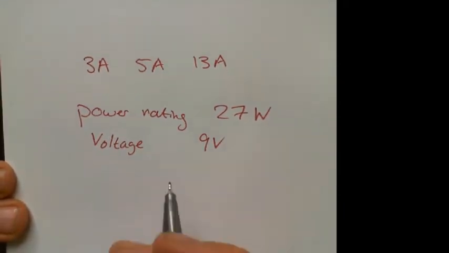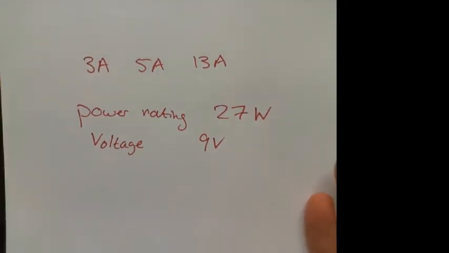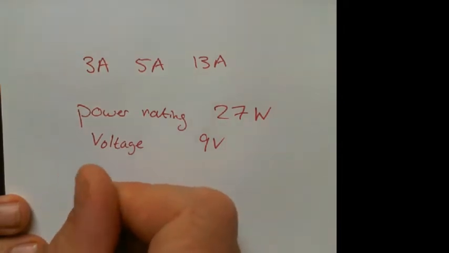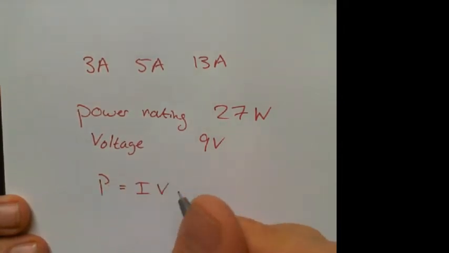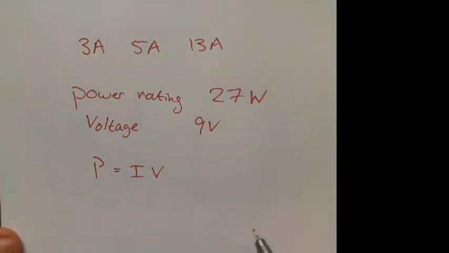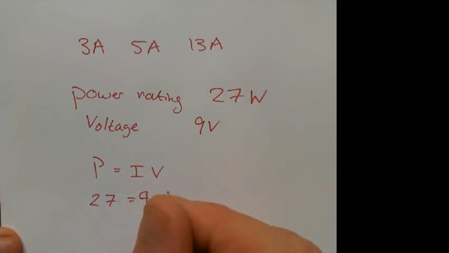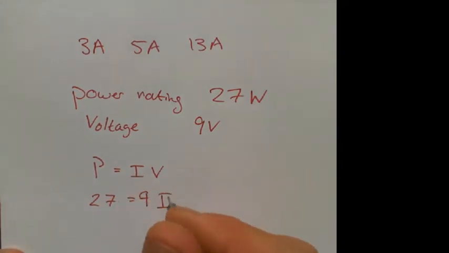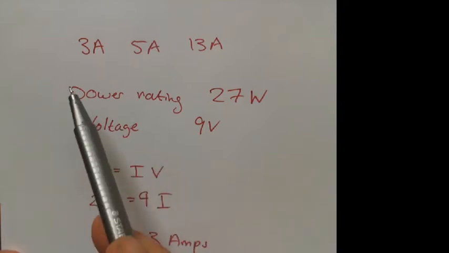Okay, so that means that the fuse that I would want is going to be P equals I V. So my power is 27, my voltage is 9, which means that the current that I want to go through it is 27 divided by 9 equals 3 amps. So I'm going to pick my 3 amp fuse.